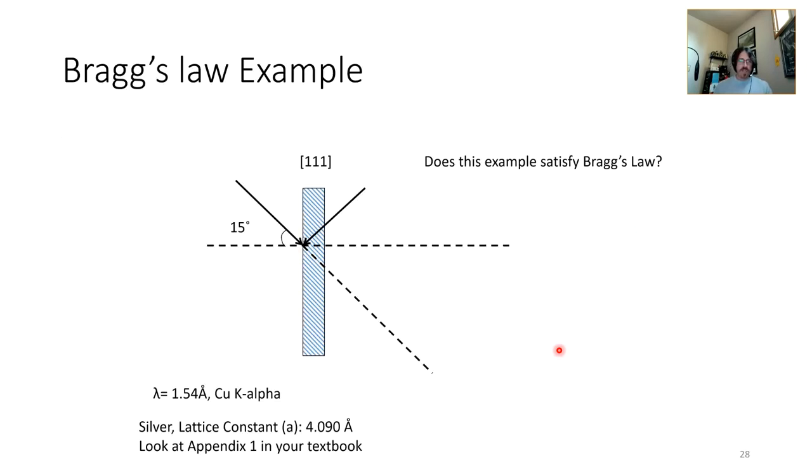Let's work out a Bragg's law example. Maybe I shouldn't be drawing it this way, but let's just go with it. So let's just say this is the 111 plane. I tried to make it angled, so you see it's the 111 plane. Lambda equals 1.54 angstroms, copper K alpha. We're examining silver, and the lattice constant a equals 4.09 angstroms. And so we want to know, does this example satisfy Bragg's law? So let's go ahead and work through this right quick. When I work through it, I think it'll be a little bit less confusing than I've depicted it here.